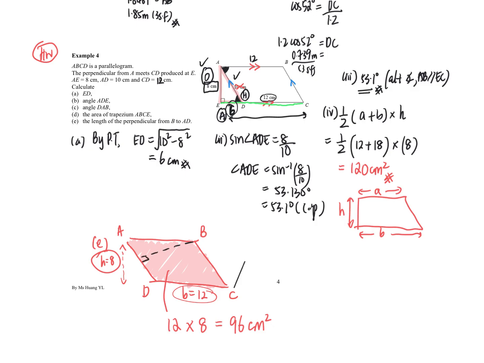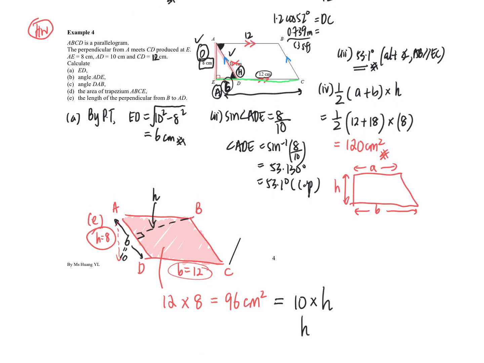Divide the parallelogram? No need. Actually, this is the same parallelogram that we are looking at. If this is taken to be the base and this is taken to be the perpendicular height, then they should give me the same area. So now the base here is 10, so it is equivalent to 10 times the height that I'm trying to find. So actually H is just 9.6.